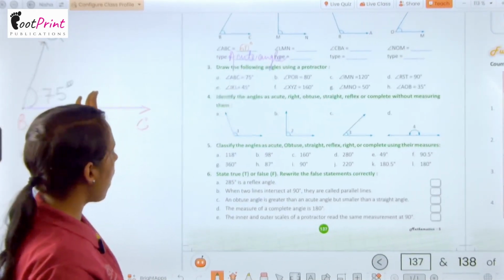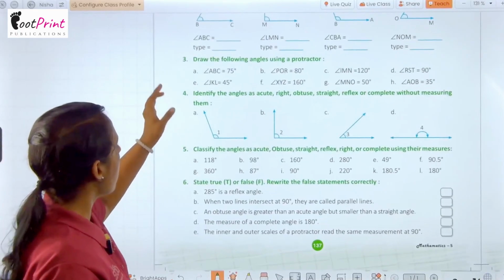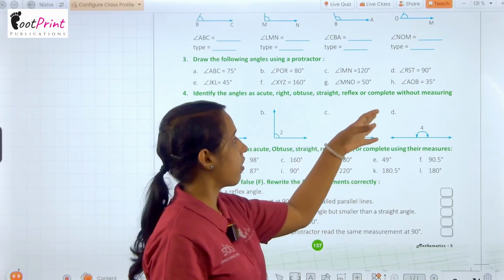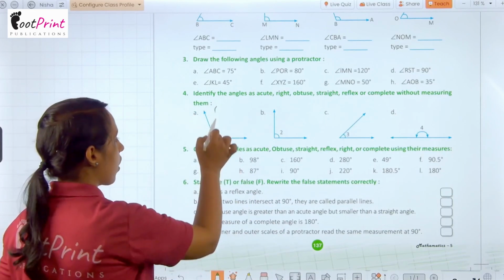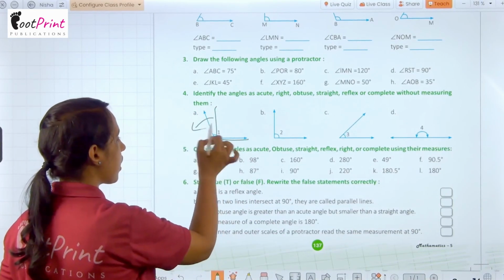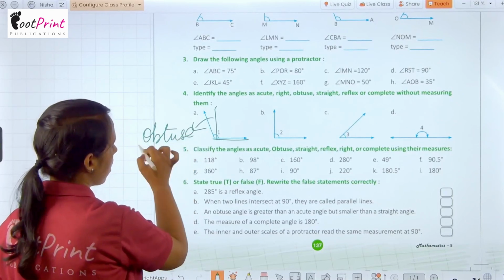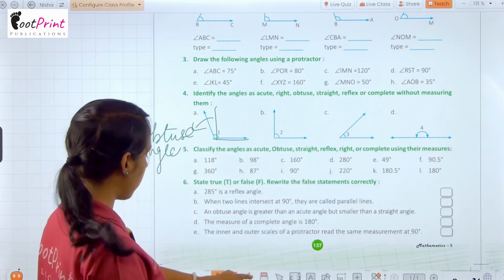Okay, now the next one is question number 4. Identify the angles as acute, right, obtuse, straight, reflex or complete without measuring them. Without measuring, so here we can see it is more than 90 degree. It means it is obtuse angle. Okay, so in this manner you can name all the angles here.